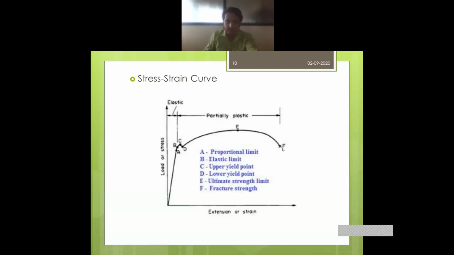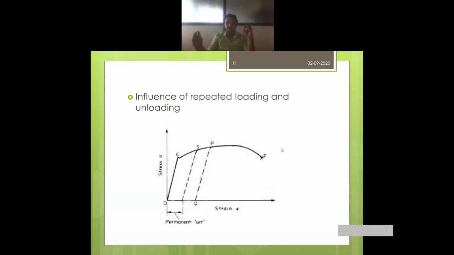Okay, next, with the same principle, we have another set of graphs. We shall understand this concept: influence of repeated loading and unloading.